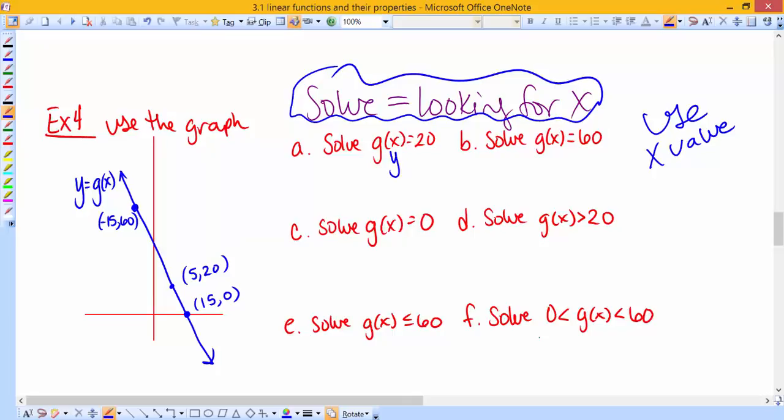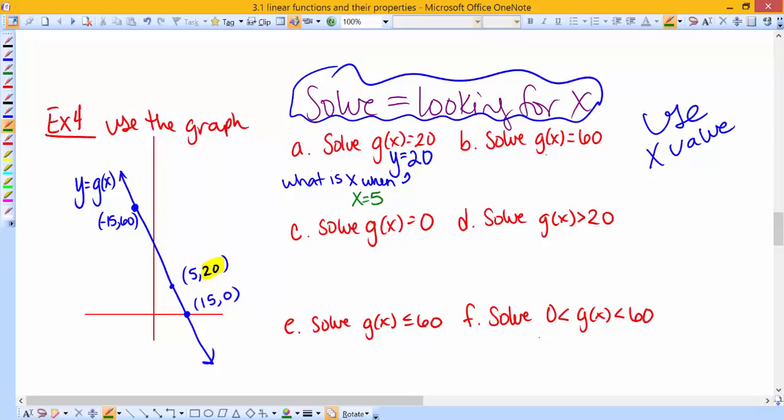So when I see g of x, that's the same as y. So y equals 20. I'm looking for x. I want x. The question is, what is x when y equals 20? So I go over to my graph. Well, here's y equals 20, and what is x equal? 5. So my answer is x equals 5.